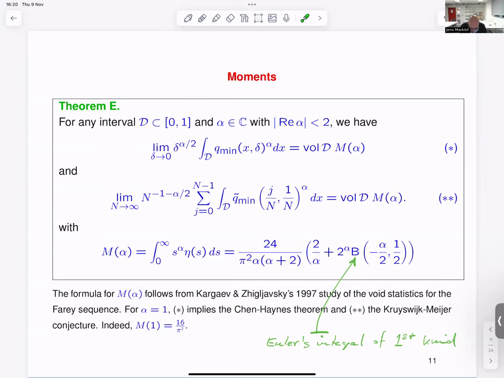Good, so the nice observation is that this limit function here, M alpha, is elementary apart from the beta function that we have here, and that's Euler's integral of the first kind, which has explicit expressions and you can work it out. So in particular, if you look at the expectation value, which corresponds to alpha equal to 1, you'll get your 16 over pi squared. You don't need to do a big calculation to find that. So everything's consistent, that's great.